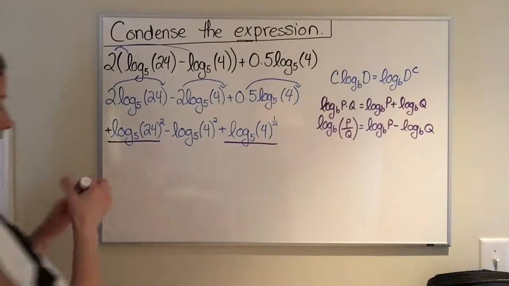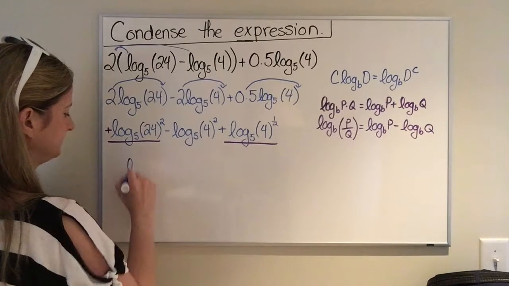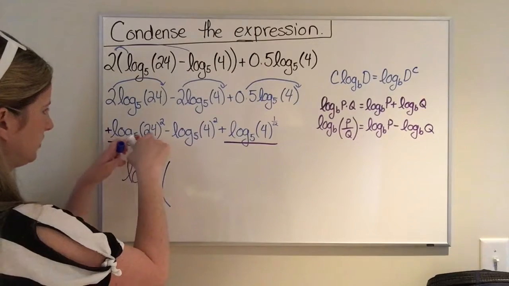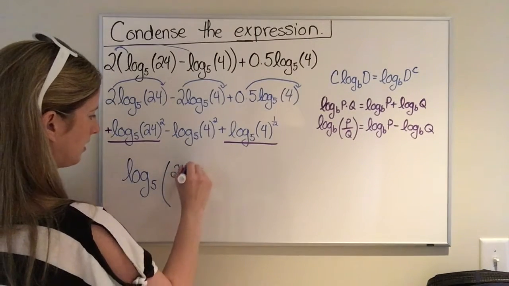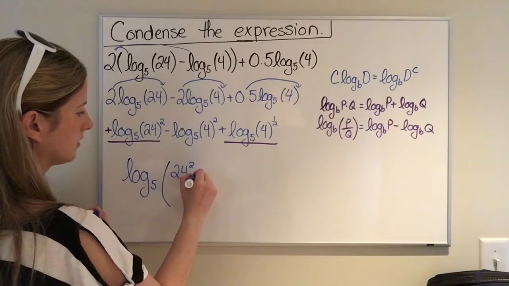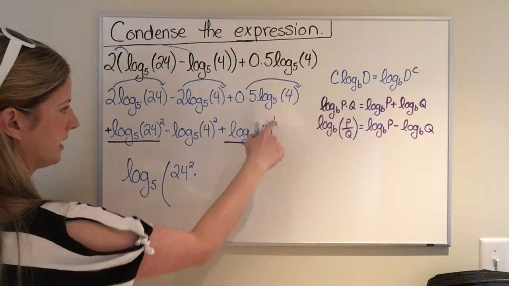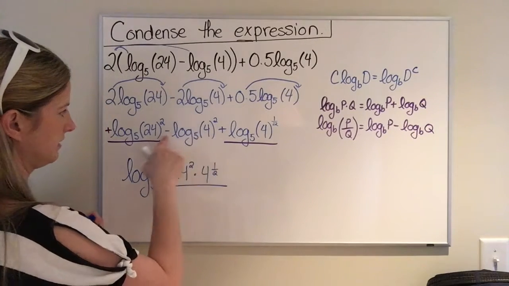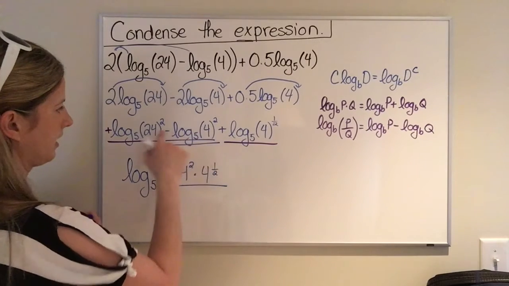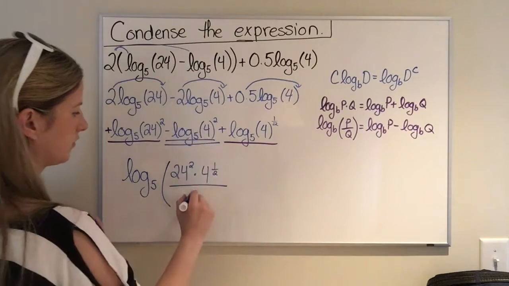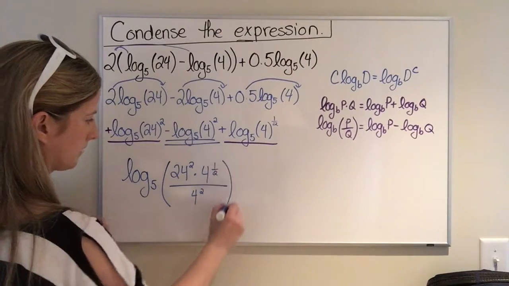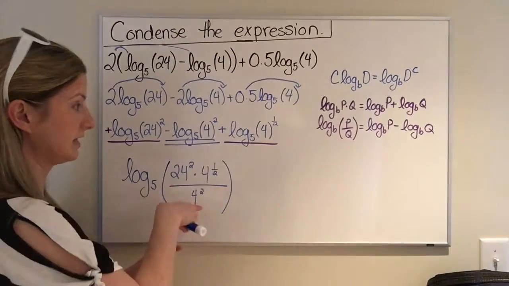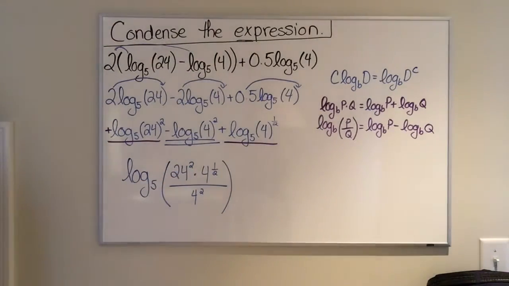All right, so it's going to be log base 5, and the positives are in the numerator. So this is going to be 24 squared, and the other positive is 4 to the 1/2. Over, and then this is your negative, which means it's in the denominator, 4 squared. Now, this is a lot easier at this point because we're just simplifying this. So I'm going to erase that so I can put it over there.